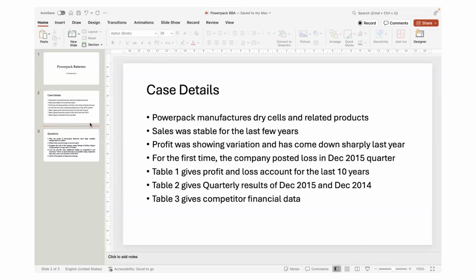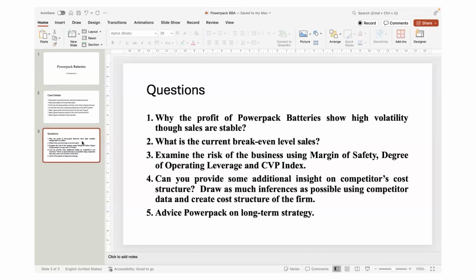We have some data. Table 1 gives the profit and loss account for the last 10 years. Table 2 gives you quarterly results of December 2015, where the company reported a loss, and compares this with December 2014 data. Table 3 gives competitor financial data. We have a few case questions.